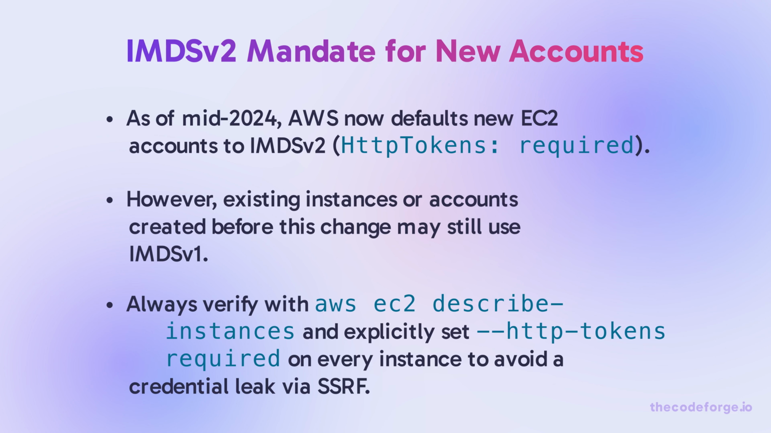As of mid-2024, Amazon Web Services now defaults new Elastic Compute Cloud accounts to IMDSv2, HTTP tokens required. However, existing instances or accounts created before this change may still use IMDSv1. Always verify with the Amazon Web Services EC2 describe-instances command, and explicitly set HTTP tokens required on every instance to avoid a credential leak via SSRF.